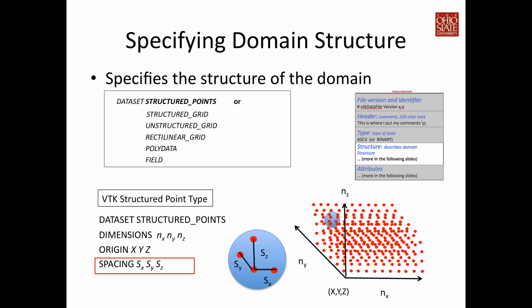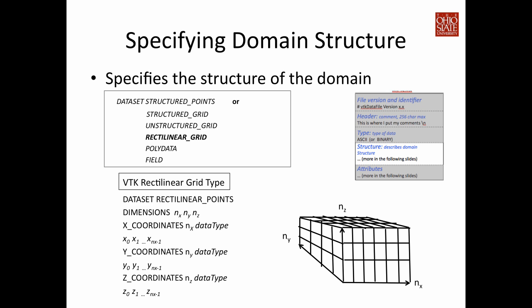Note that for structured points, there is no mesh and the points are not connected together at all to form cells. For rectilinear grid, we need to specify the dimensions in X, Y, and Z. That is, how many cells you have along the X, Y, and Z directions. And also, since for rectilinear grid, the spacing between the adjacent X, Y, and Z grid lines can be different.